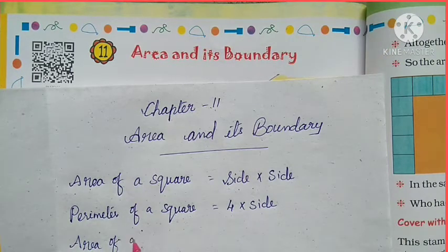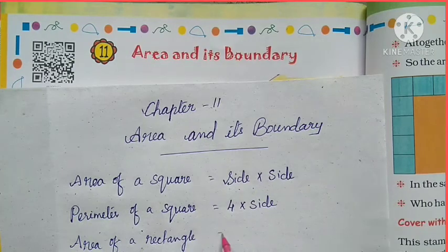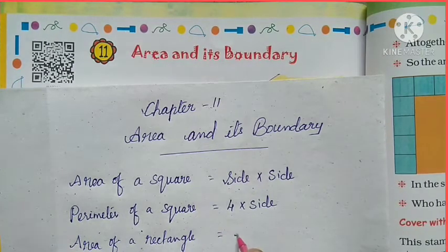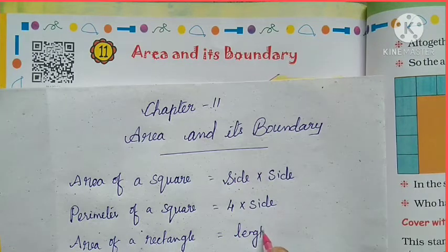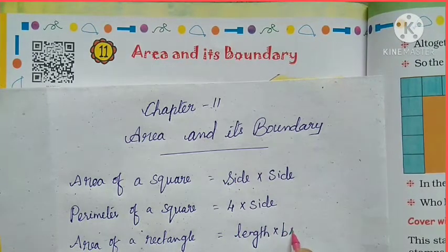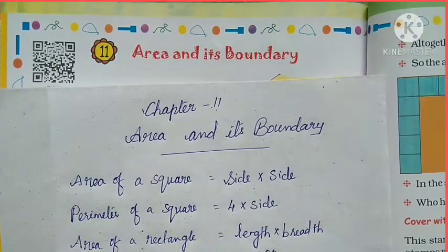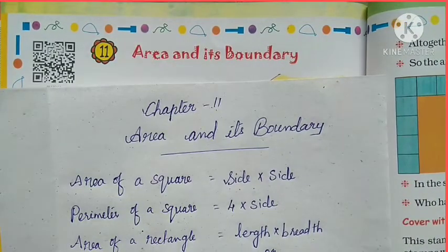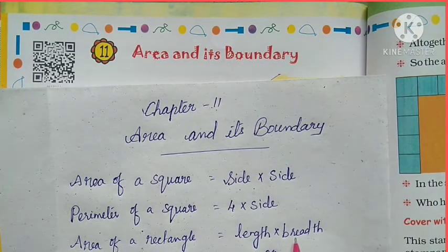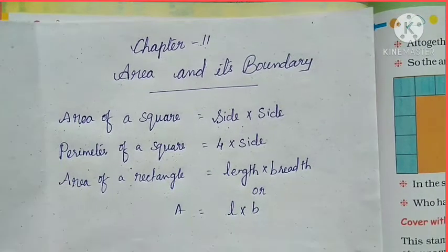Then, area of a rectangle. How can we find out that? Yes, length into breadth, or area is equal to L into B. L for length and B for breadth. Understand all of you?